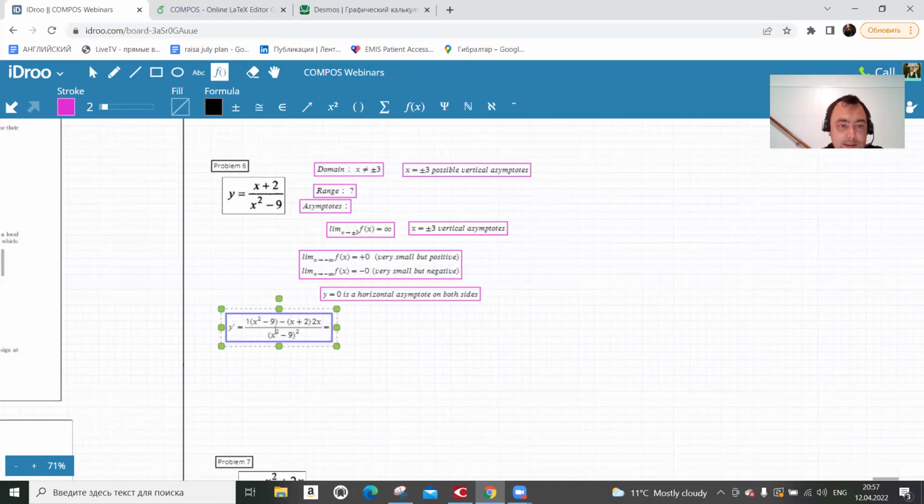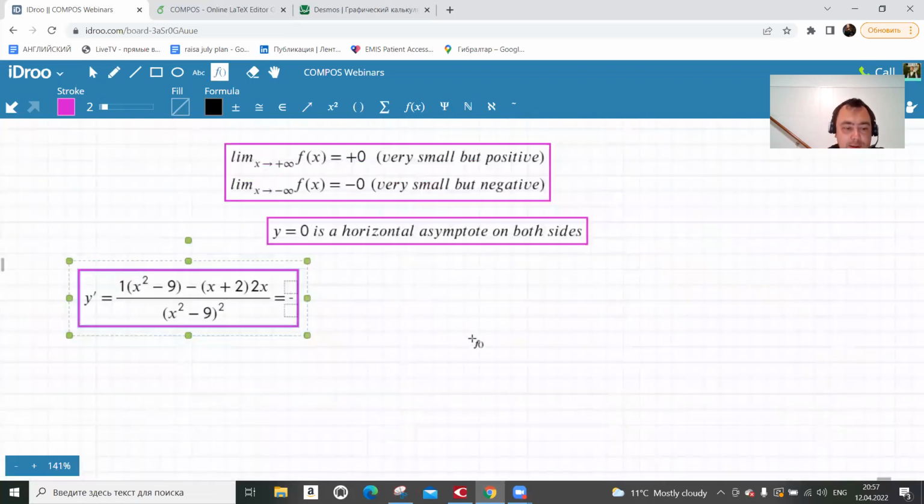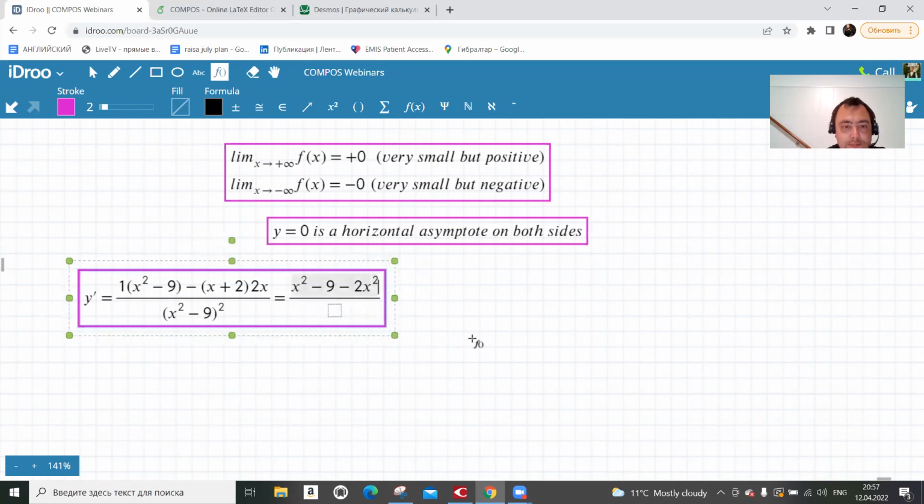We can simplify that: x squared minus 9 minus 2x squared minus 4x, all over x squared minus 9 squared. We're interested in where this is positive, because we're interested in where the function is increasing.